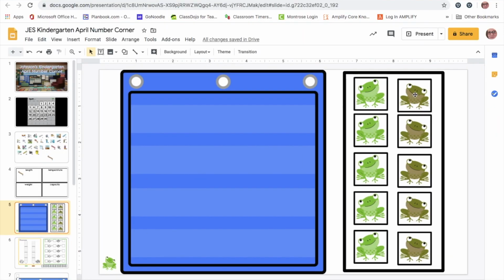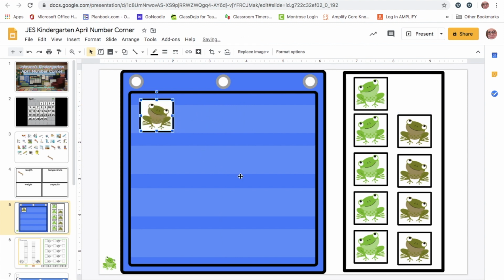So I'm going to come over here. I'm going to take a toad and move him over here to my pocket chart. Kind of looks like the one that hangs in our classroom, doesn't it, friends? And we're going to see by the end of April who wins, toads or frogs.